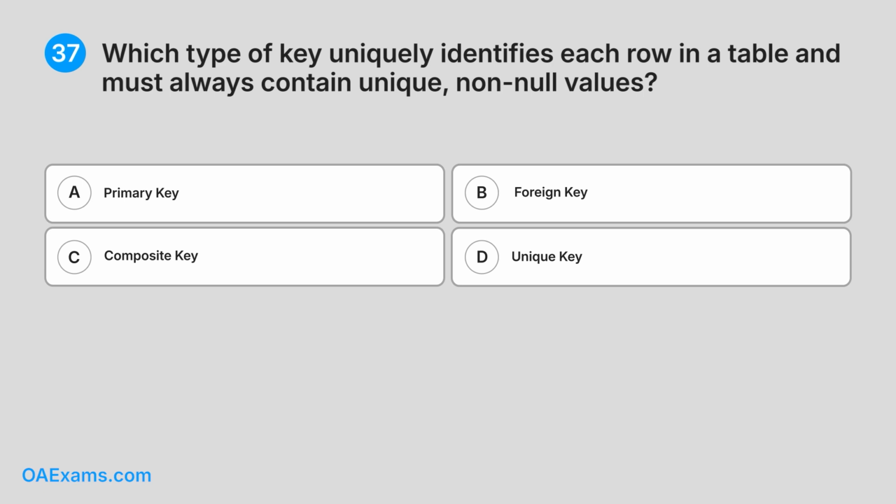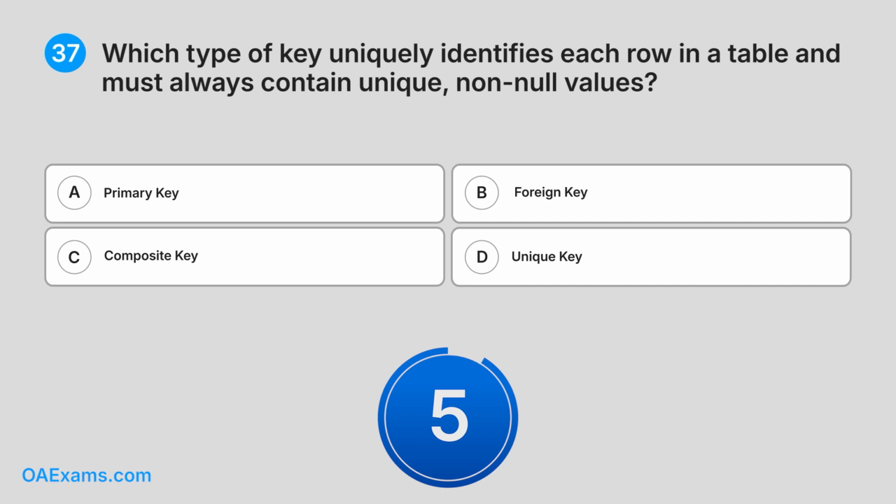37. Which type of key uniquely identifies each row in a table and must always contain unique, non-null values? A. Primary key. B. Foreign key. C. Composite key. D. Unique key. What do you think is the answer?